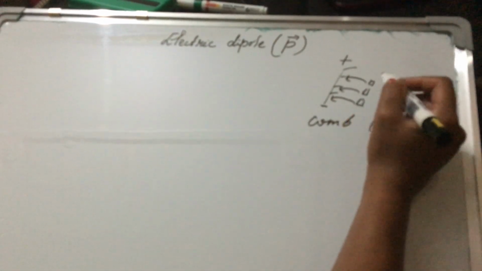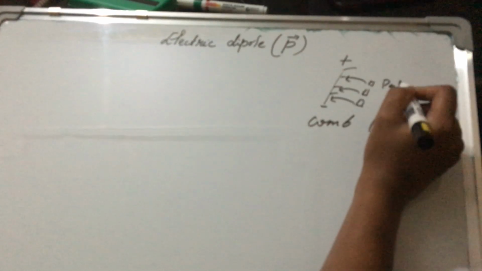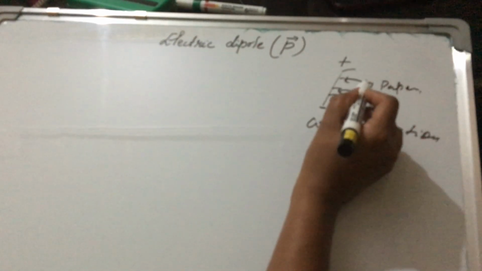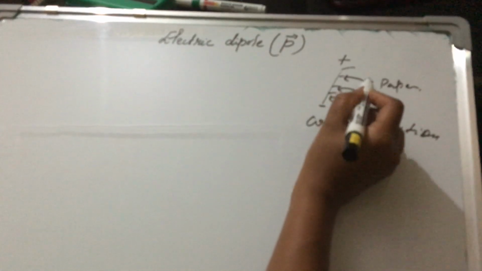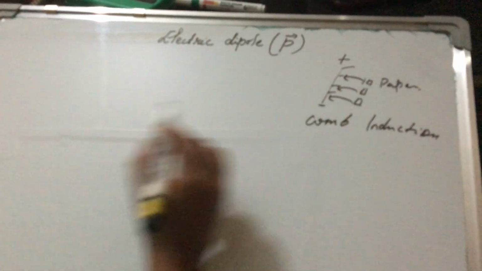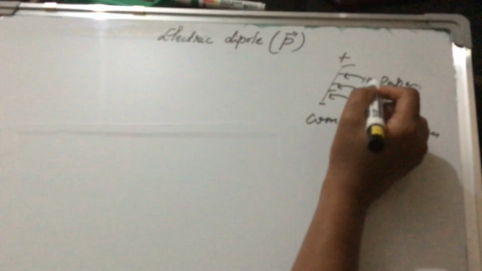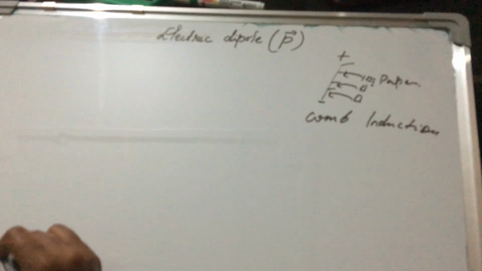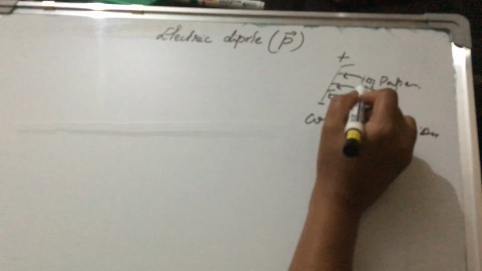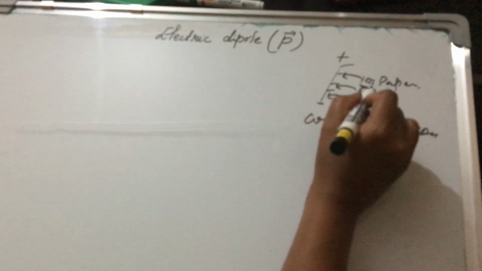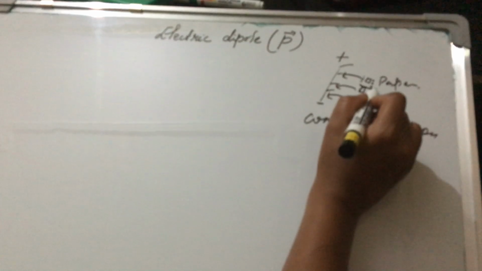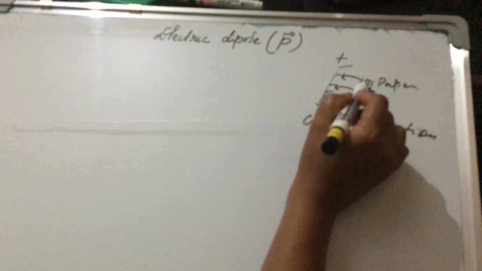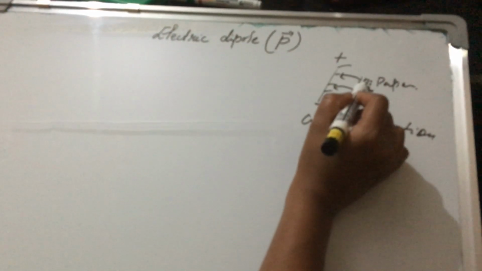When it is placed near the paper, what happens? Because of the induction, one side of the paper will get slightly negative, while the other side will become slightly positive by an equal amount, and this is known as induction, or this is known as polarization.